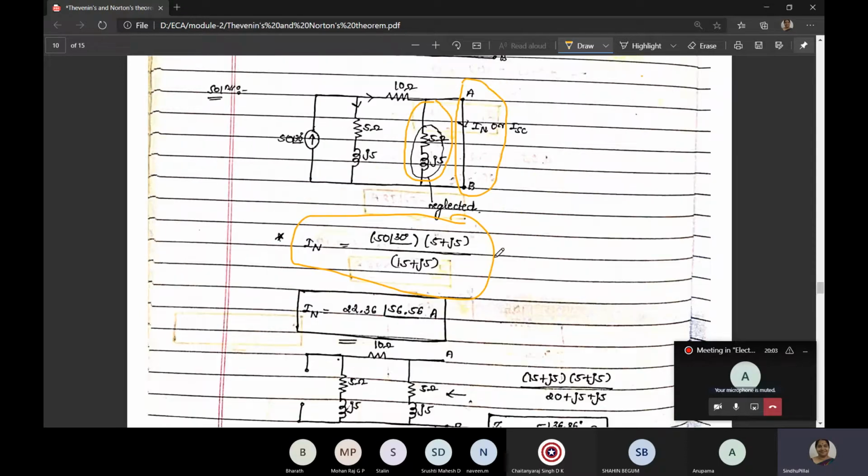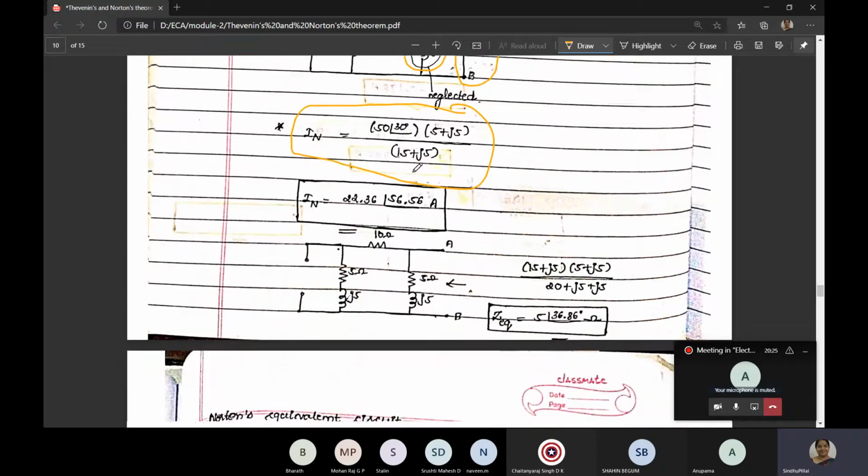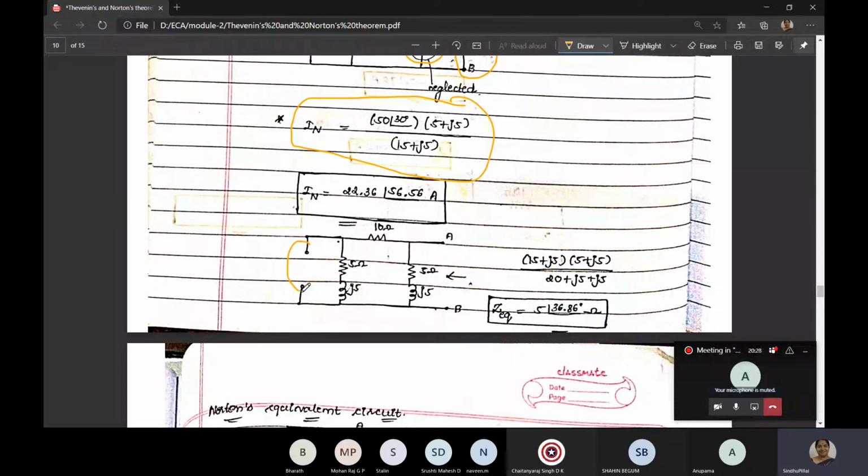Next, what do we have to find out? We have to find the equivalent impedance. To find it, we have to see whether the network has any voltage source or current source. In our network we have a current source. What do we do with a current source? It should be open circuited. So here the current source is open circuited and removed. We don't have any voltage source, so this is the network we have now.